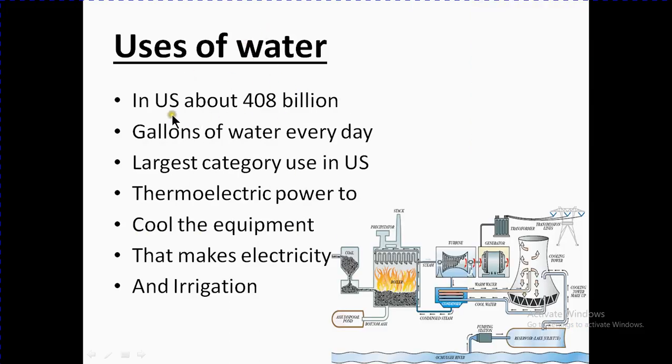In the US, United States, about 408 billion gallons of water are used every day. The largest category used in the US is thermoelectric power, to cool the equipment. For example, a thermoelectric power station that generates electricity needs to cool down. So we need this fresh water to make electricity, and also for irrigation purposes in the field.